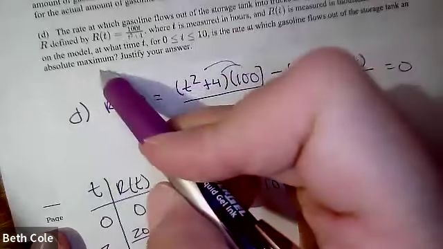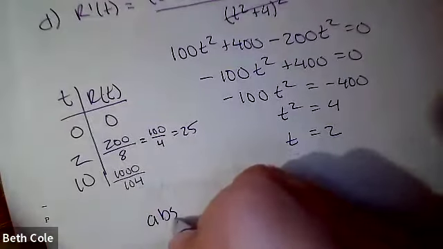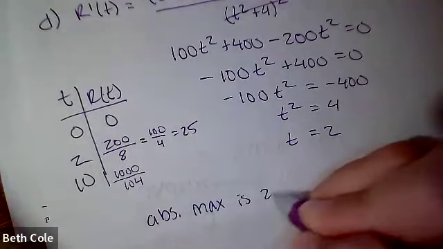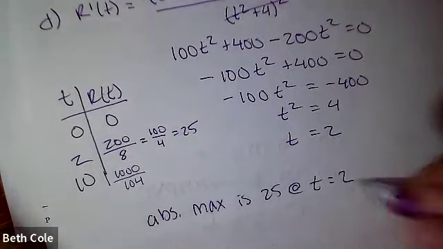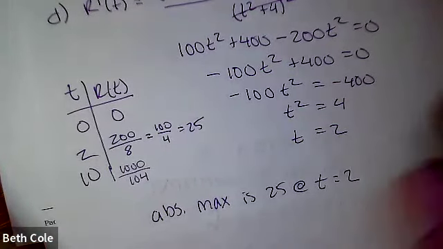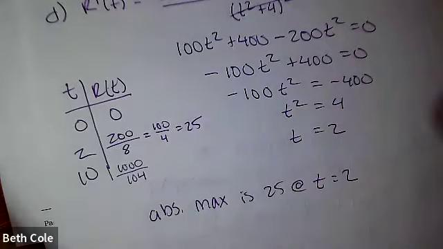So let's see. I think it was maximum. So our absolute maximum is 25 at time 2. You don't have to put because anything. The table is your justification.